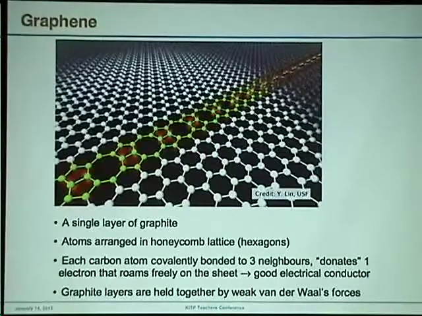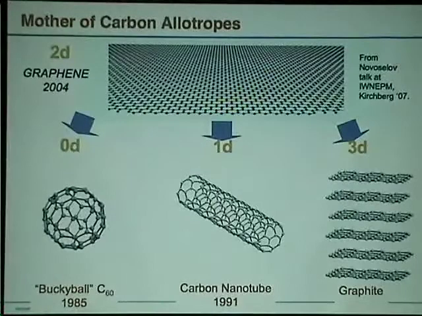So it's flat, and it's a good electrical conductor. Then you can stack them up to form graphite. You have two pieces of graphene. Imagine this goes to many, many layers. You can have them form graphite. Okay, and it has been dubbed the mother of carbon allotropes.